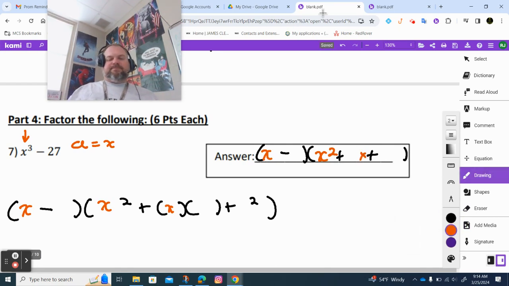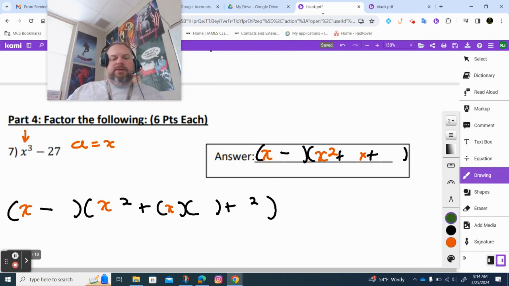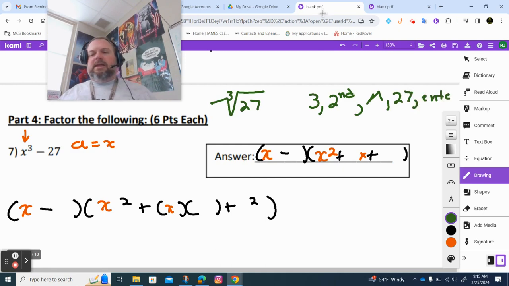All right. Now, the cube root. Well, the cube root of 27, that's when in the calculator we would hit 3, second, raise the roof, 27, and enter. Okay? That's how we would find the cube root of that.